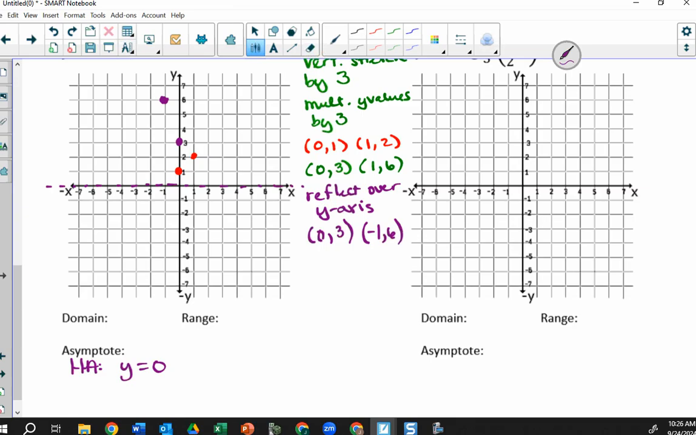Now remember, initially your graph would have gone this way, where it's growing on the right side, but we flipped it, and you can see from your points it's now going to be decreasing. It's going the opposite direction. So we're going here.